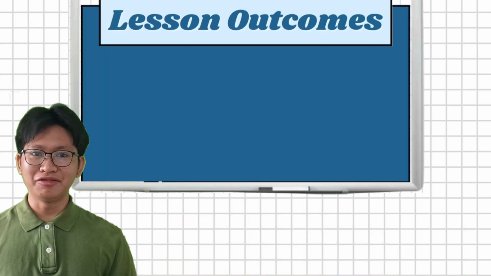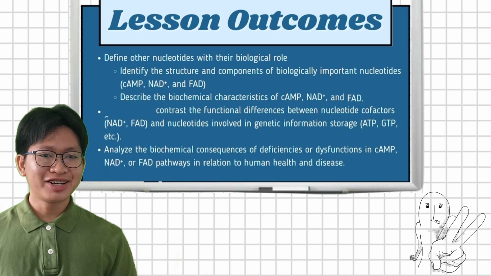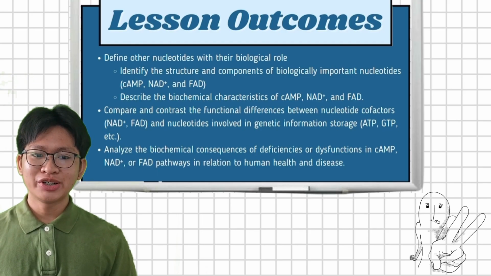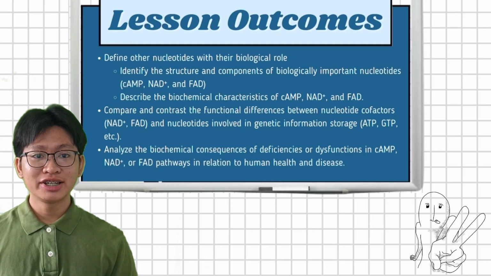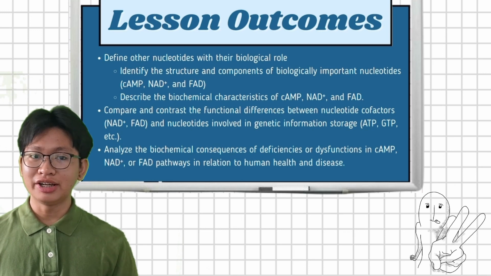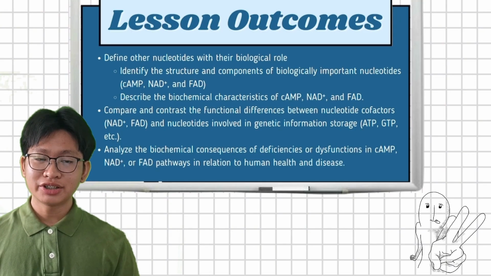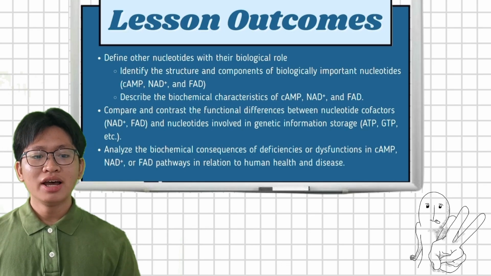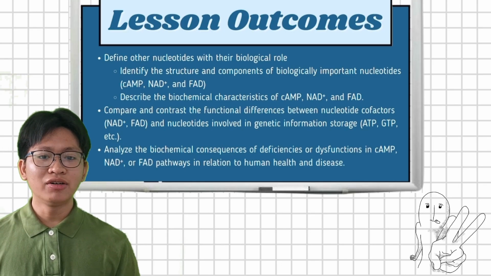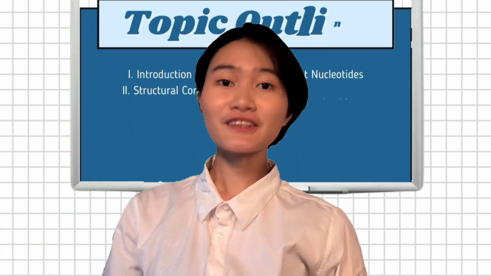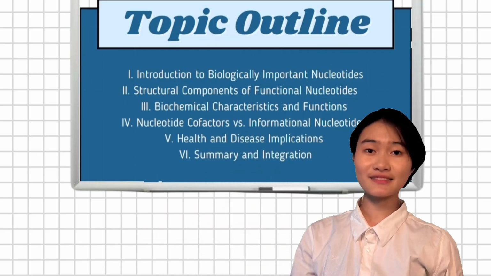By the end of this little adventure, you'll be able to define other nucleotides with their biological role, identify the structure and components of biologically important nucleotides, such as cyclic AMP, NAD, and FAD, compare and contrast the functional differences between nucleotide cofactors, NAD and FAD, and nucleotides involved in genetic information storage, such as ATP and GTP, and analyze the biochemical consequences of deficiencies and dysfunctions in cAMP, NAD, or FAD pathways in relation to human health and disease. Before we start our adventure, here's our outline for this lesson.